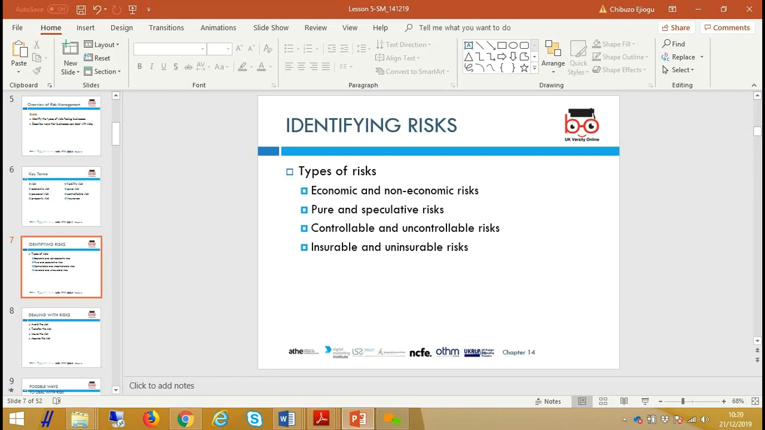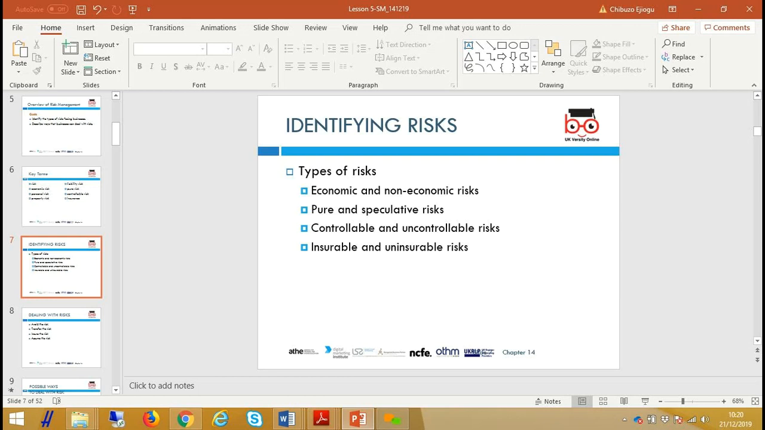So these are... a pure risk is where there's only a chance of loss. If the event occurs, the hazard occurs, you will only suffer a loss, right? Whereas a speculative risk means when something occurs, it may go two ways. It may either give you a loss or give you a gain, a profit.